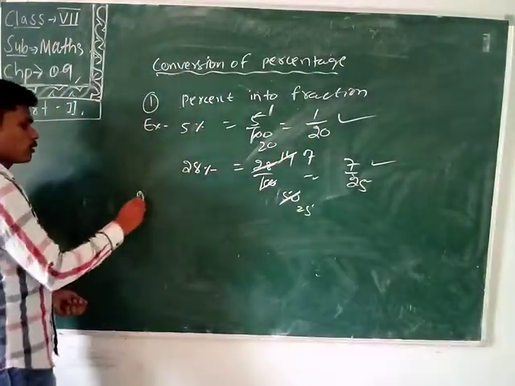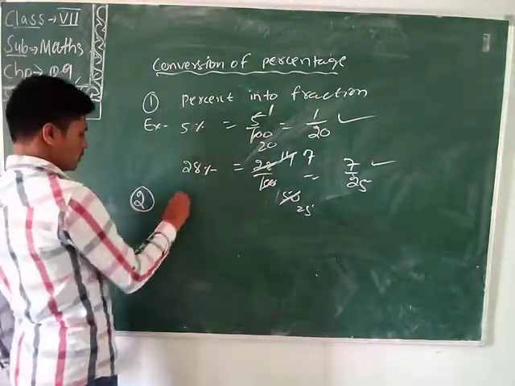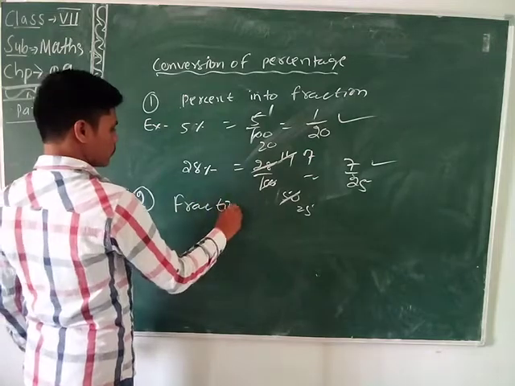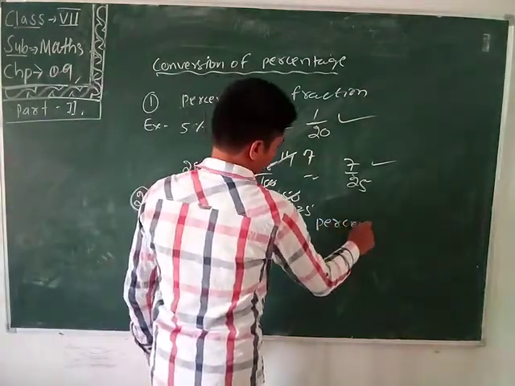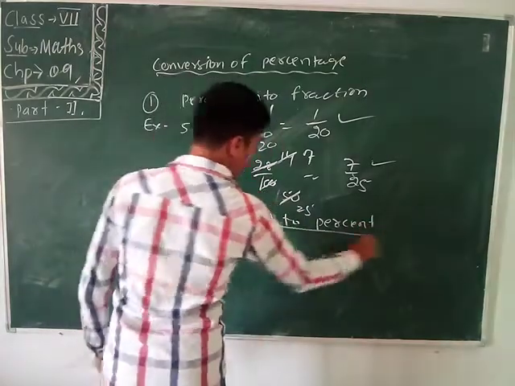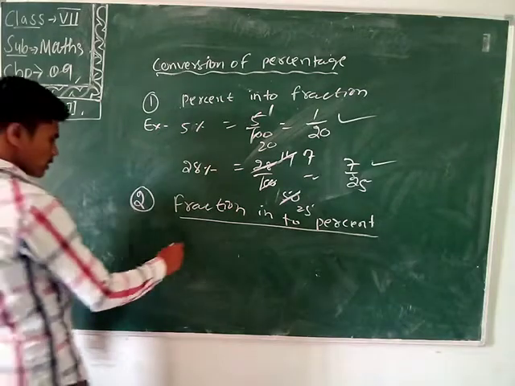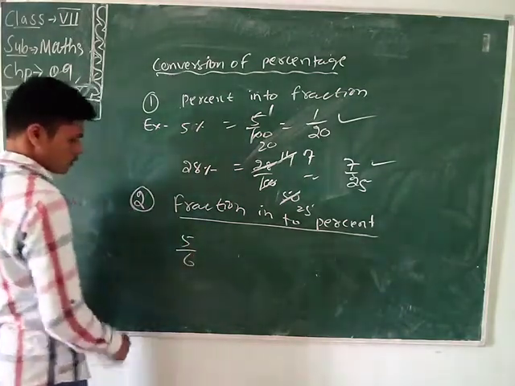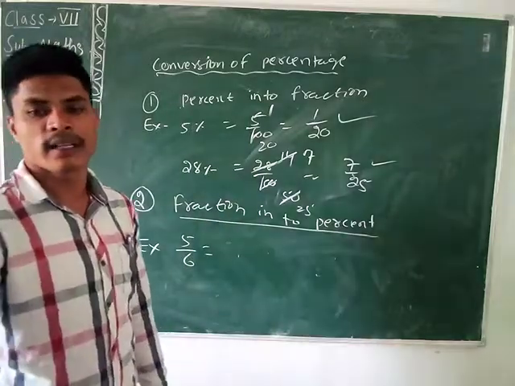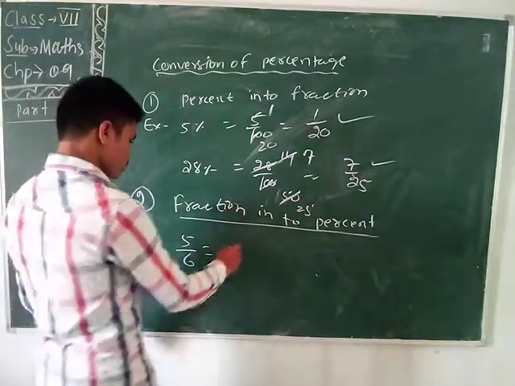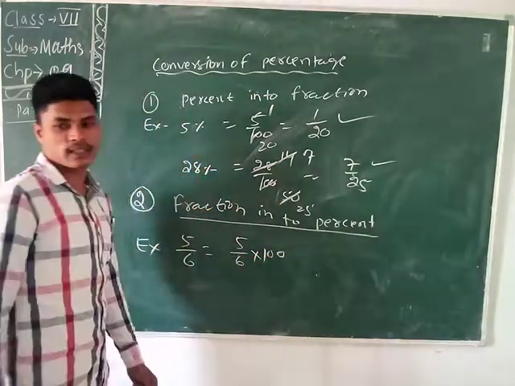Now secondly, fraction into percentage. How can you convert fraction into percent? How can we change a fraction into percent? Suppose 5 by 6 is the example. Percent means into 100. That's why we take 5 by 6 into 100.